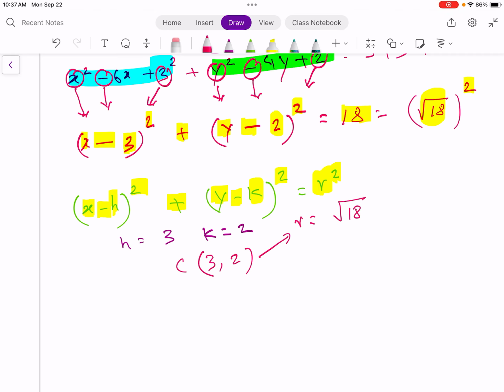Okay, you will have exactly similar questions on your exams. You will be given a general equation, you will be asked to rewrite that general equation in a standard form, and you will be asked to find the center and radius. Okay, so make sure to practice these examples. Any question on this part?